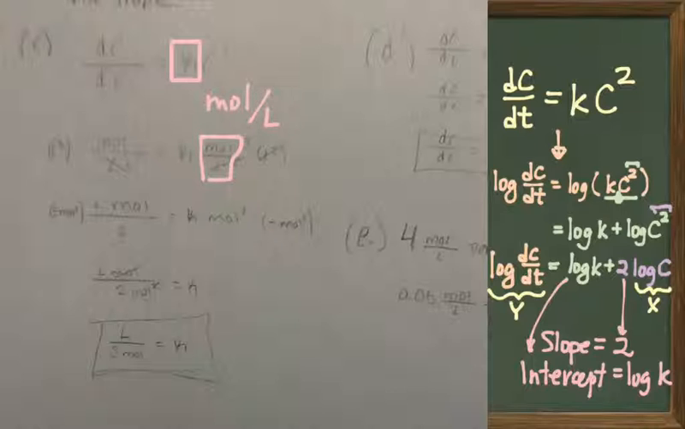And what were the units of dc/dt? The rate of change, the time rate of change of concentration. Where'd you get those units? Moles per liter per second, and how come?